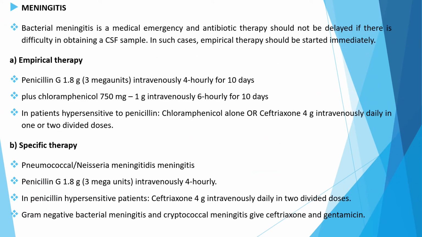Meningitis, so this is bacterial meningitis. Meningitis is inflammation of the meninges. When you say meningitis, that means bacterial or infectious disease in the brain. So bacterial meningitis is a medical emergency, and antibiotic therapy should not be delayed if there is difficulty in obtaining a CSF sample. How can we know meningitis through a CSF sample? Cerebrospinal fluid is drawn from the spinal cord. In such cases empirical therapy should be started immediately. What is empirical therapy? Benzylpenicillin, 1.2 gram, 3 mega units intravenously every 4 hours for 10 days, plus chloramphenicol if the patient has hypersensitivity to penicillin. So there is empirical therapy, and then we look at specific therapy, such as pneumococcal, penicillin, and gram-negative bacterial meningitis, and so on. So meningitis is bacterial, present in the body or the brain, and is treated immediately. We use empirical therapy and specific therapy to treat the meningitis.